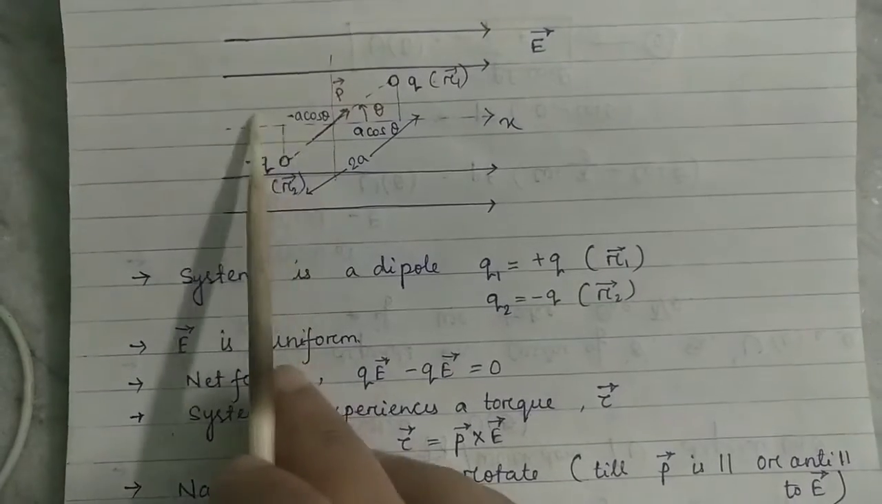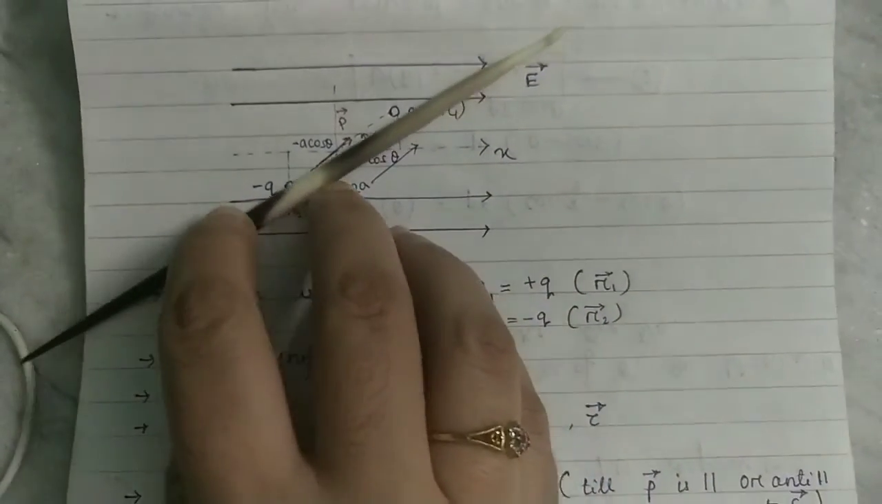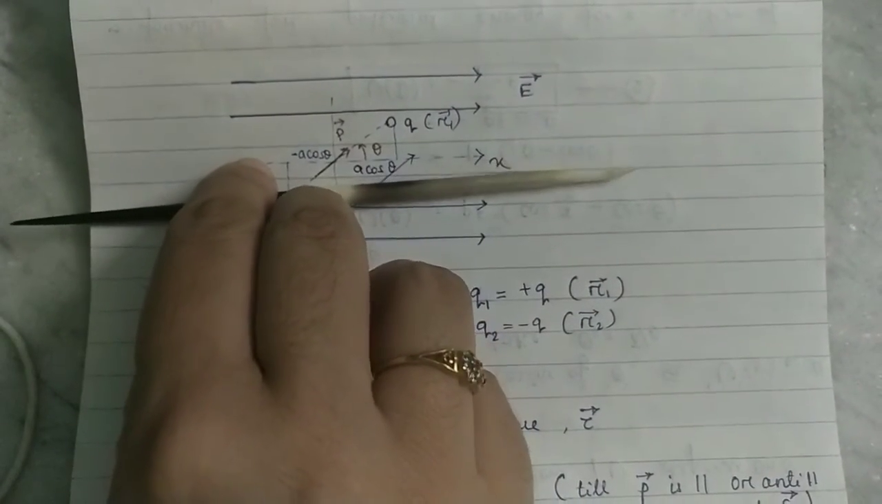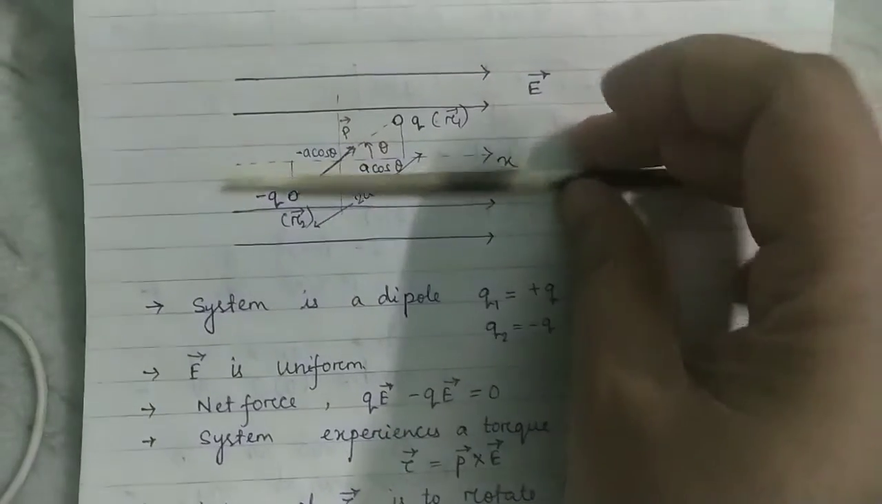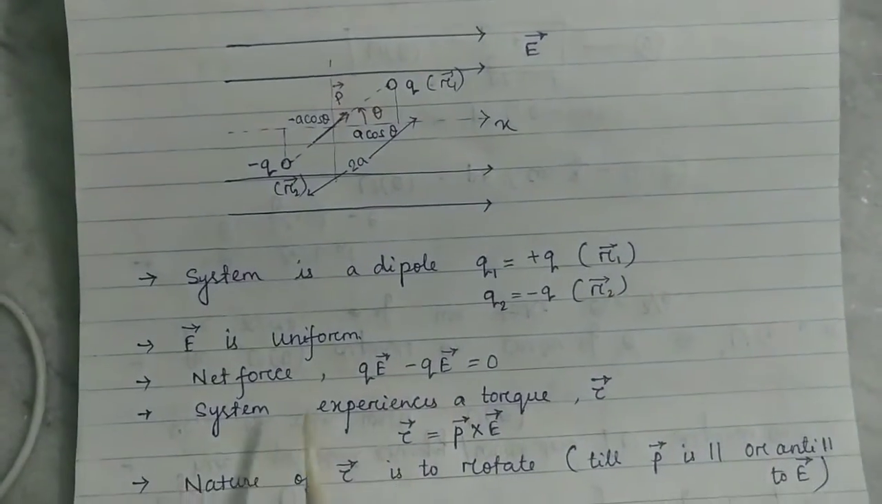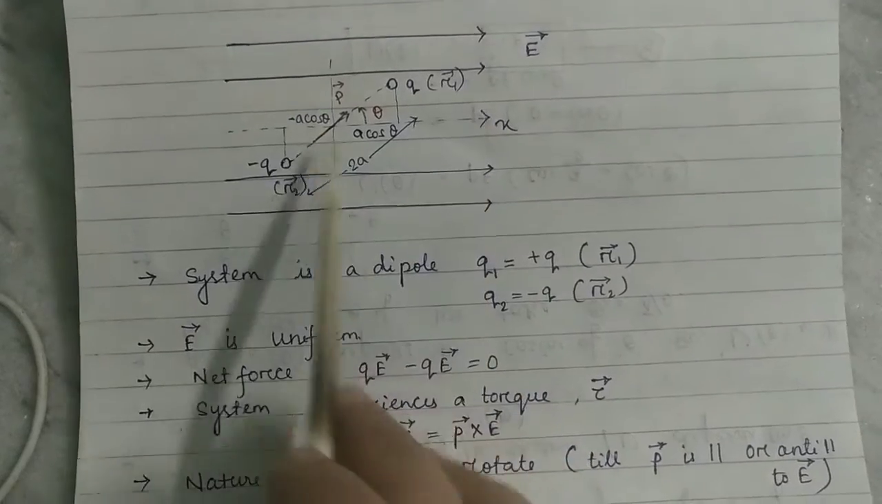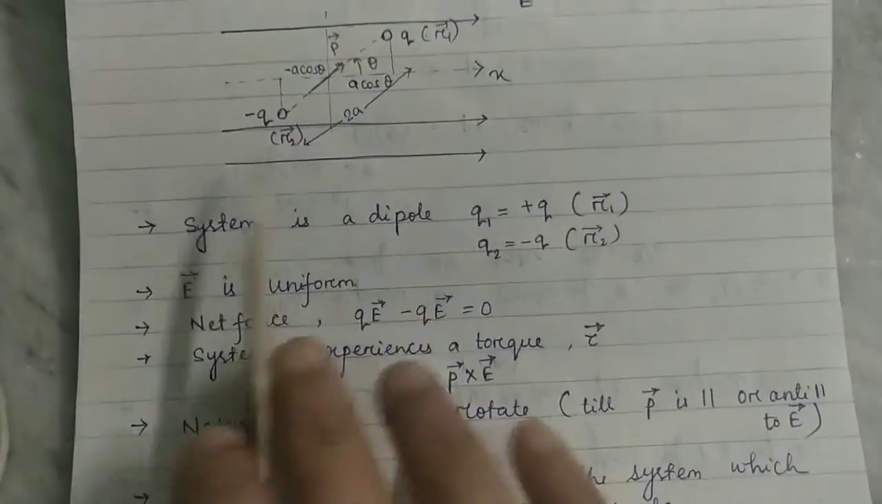Till it is parallel. See, this is the electric field. For example, if this is the dipole, and it is parallel to the electric field, it will not rotate, or if it is anti-parallel to the electric field, it will not rotate. So the system will rotate till it attains the position that is parallel or anti-parallel to the electric field. Now up to here it is understood.